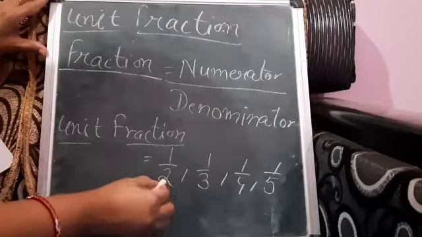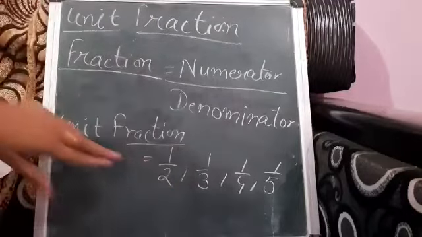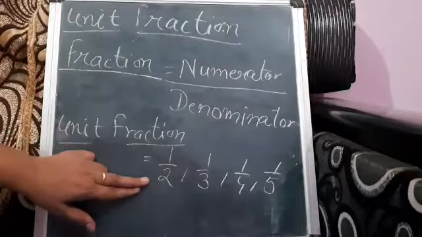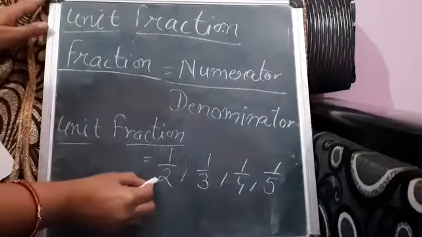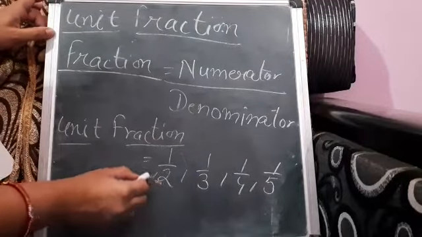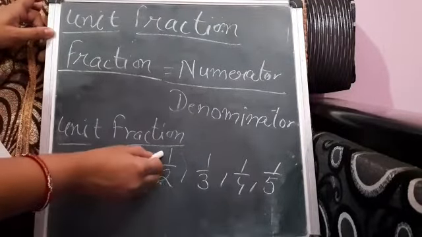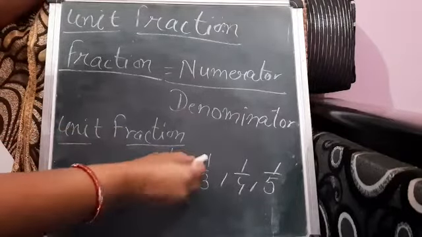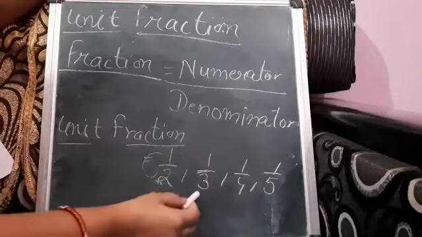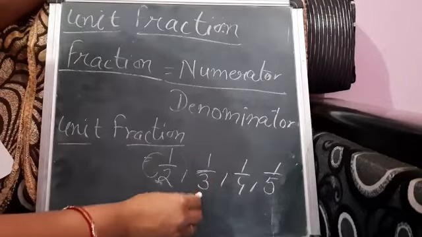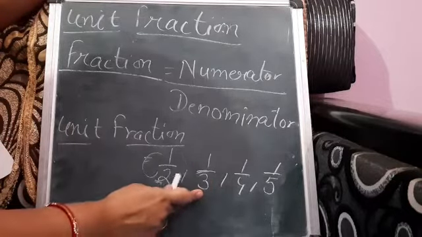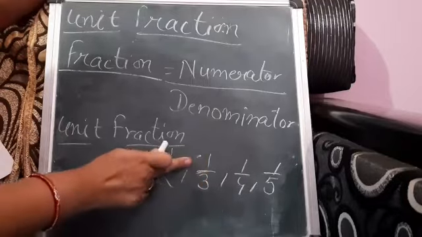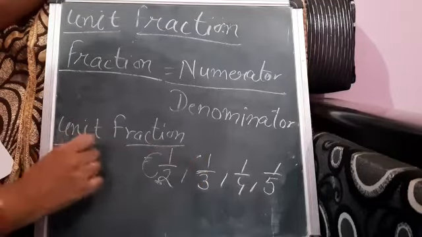1 by 2 means we call this half. What does it mean? Half of a number means I am dividing a thing into 2 equal parts and I am considering only its one part. In unit fraction we always consider one part of a thing. 1 by 3 means I am dividing the thing into 3 parts. किसी चीज को मैंने 3 parts में divide किया है, but उसका सिर्फ एक ही part मैं consider कर रही हूँ. So unit means 1.